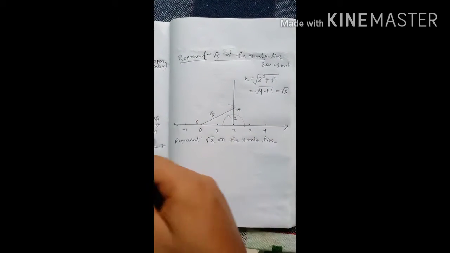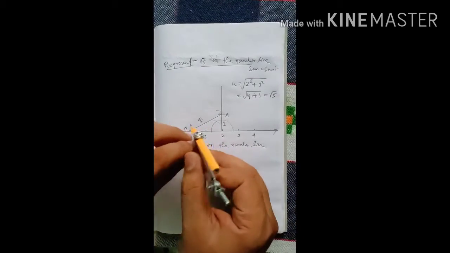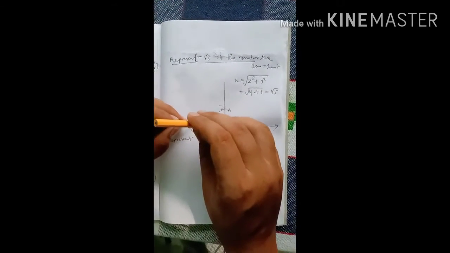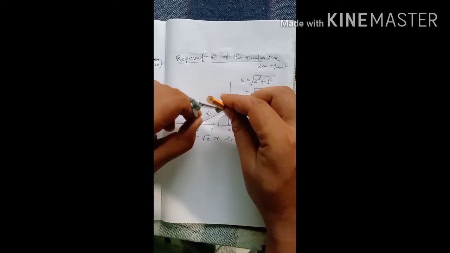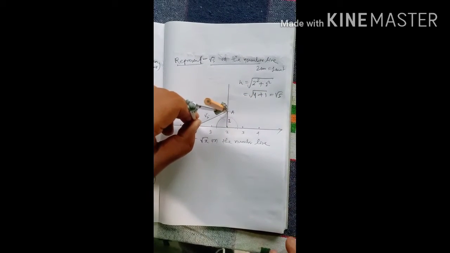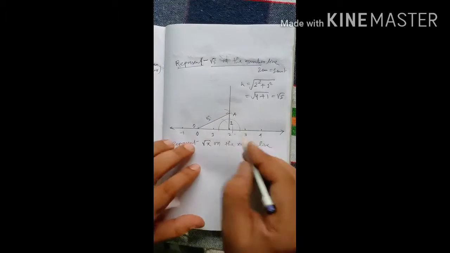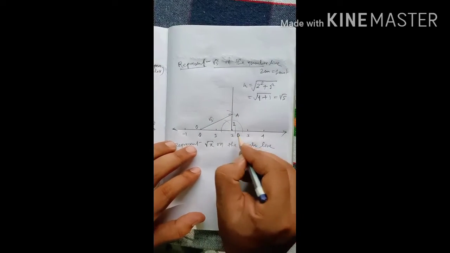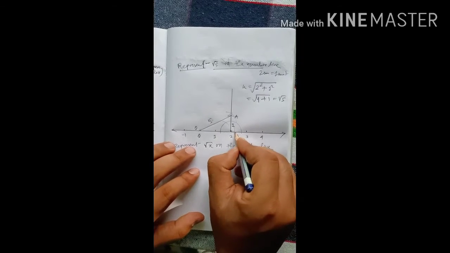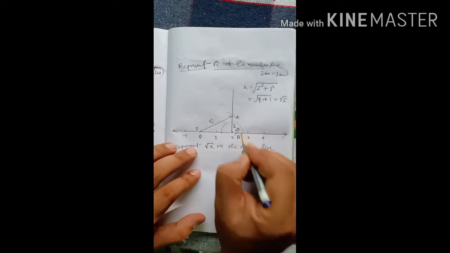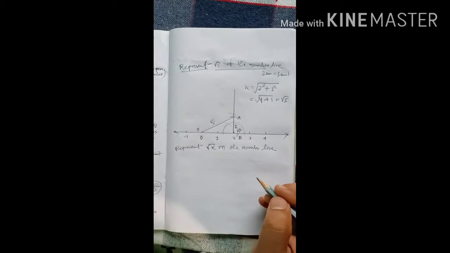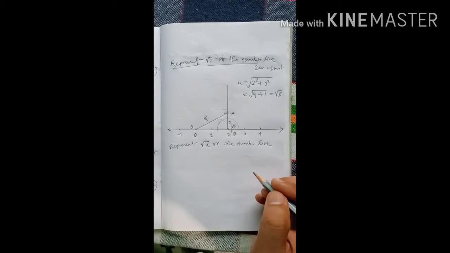So if we want to represent it on the number line, then what will we do? We will just measure the distance, and after measuring we will intersect on the number line. Then this point will give the distance root 5 unit, and in this way we can represent the irrational numbers on the number line.